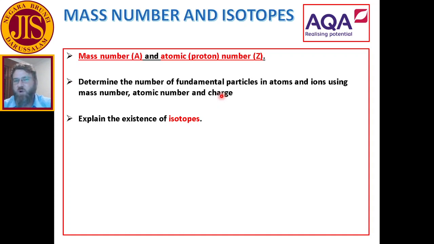But it can get a little bit more complicated when you've got ions, and also isotopes as well. So we're going to look at isotopes in a bit more detail and explain their existence. Also, I think you have in the past worked out how to calculate the weighted average mass of isotopes. We'll look at that as well.